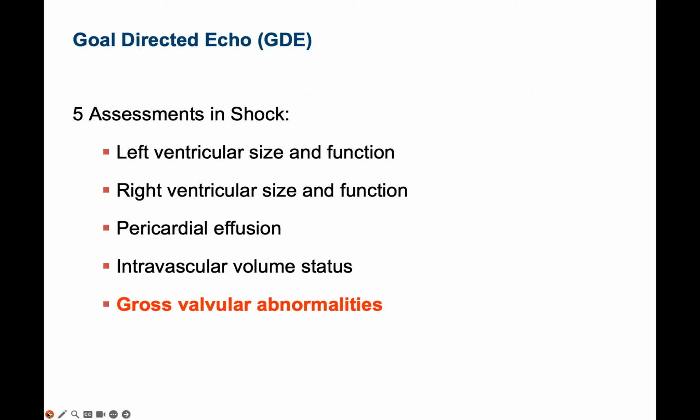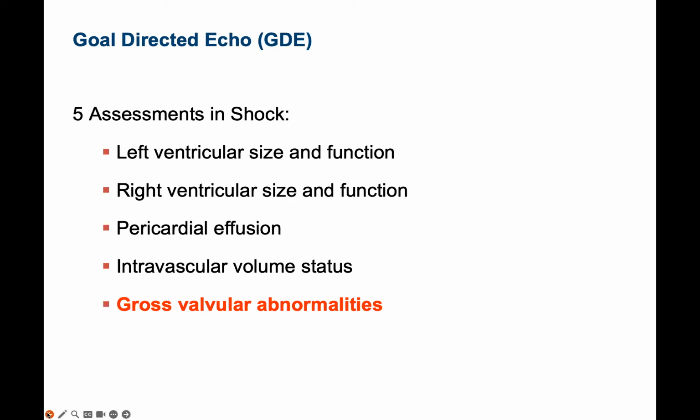So every week we've been talking about goal directed echo, and we go through the 5 assessments in shock. So when I go to the bedside and a patient is hypotensive, the 5 things I'm looking at in my echo portion of my ultrasound assessment are left ventricular size and function, right ventricular size and function, pericardial effusion, in which I'm actually assessing for tamponade, intravascular volume status, and gross valvular abnormalities.